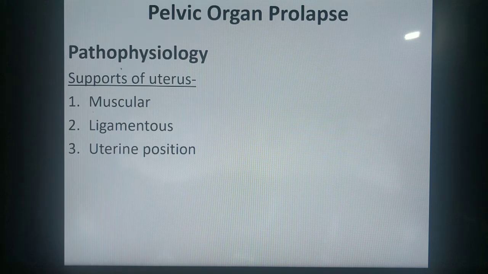Regarding pathophysiology, before going for pathophysiology of pelvic organ prolapse, we must know what is the normal support of uterus and what is the normal support of vagina. So, discussing the normal supports of uterus and vagina, the supports of uterus first, the three structures, muscular, ligamentous and the uterine position, these compose the main support of the uterus. To understand the normal musculature of the pelvis, I would like you to see a video which I am going to show.